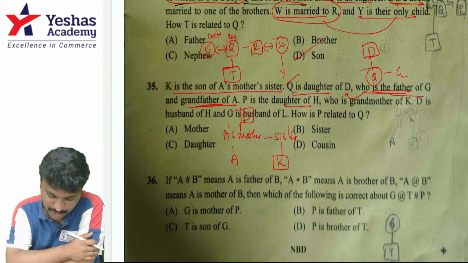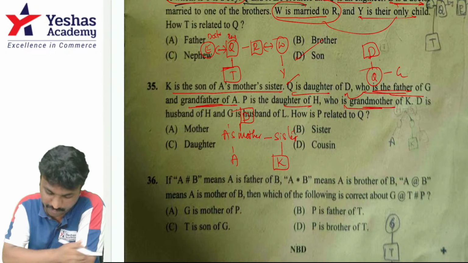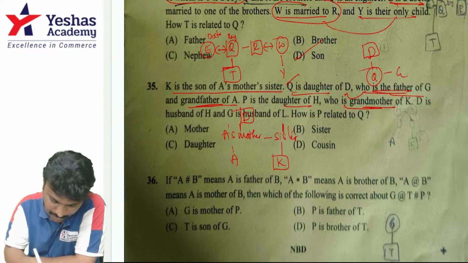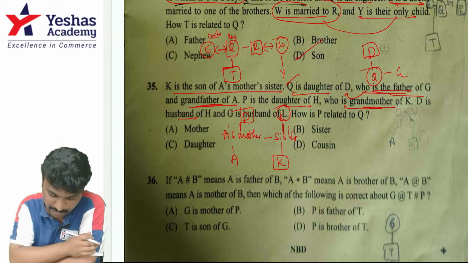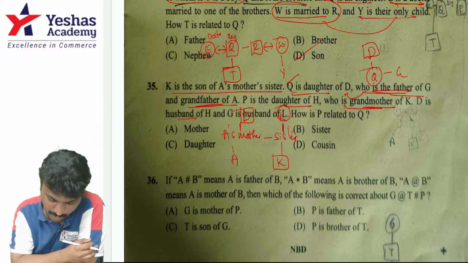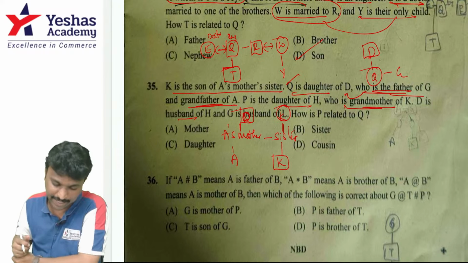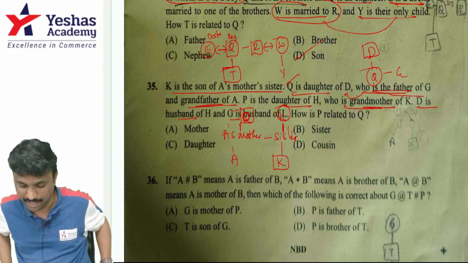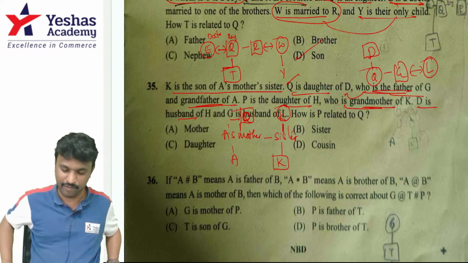P is the daughter of H, and who is the grandmother of K? Grandmother of K means definitely above the sister. So K is the grandmother. D is the husband of H. So it should not be D over here. It should be Q over here. D is the husband of H, and G is the husband of L. That means L is the female member.